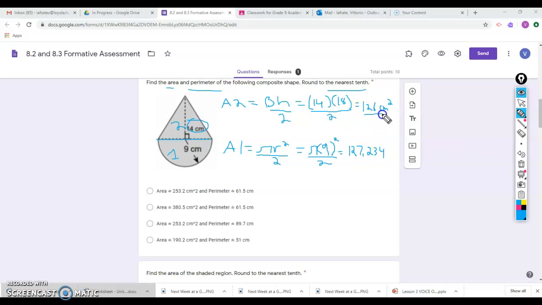Then you can add these two together, so plus 126, and you get 253.234, but again, we need to round to the nearest tenth, so 253.2, and then it'll be centimeters squared. So let's take a look and see if there's a 253 anywhere. There is. There's one here. There's one here as well. So you can't just choose the first answer that you see with the correct answer for area. You also need to verify your perimeter.